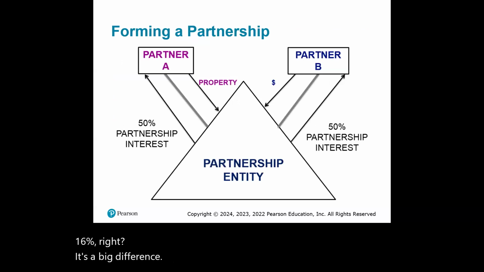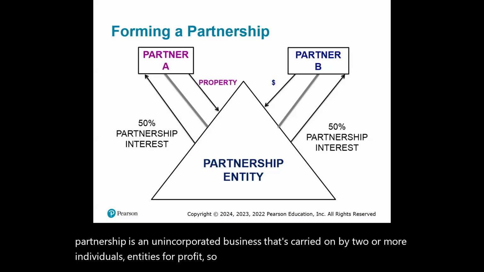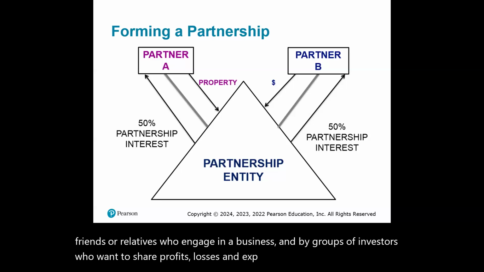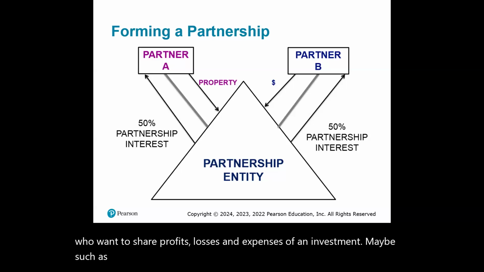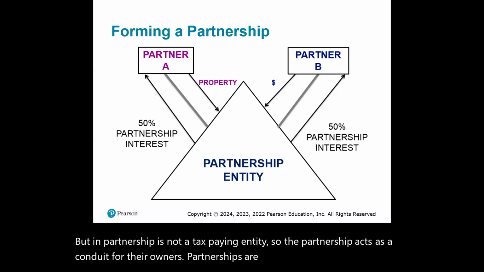Next, we have partnerships. So much like a sole proprietorship, a partnership is an unincorporated business that's carried on by 2 or more individuals or entities for profit. The partnership form is often used by friends or relatives who engage in a business and by groups of investors who want to share profits, losses, and expenses of an investment, maybe such as a real estate project. So a partnership is a tax reporting entity, but a partnership is not a tax-paying entity. The partnership acts as a conduit for its owners. Partnerships are essentially considered flow-through, aka pass-through entities.